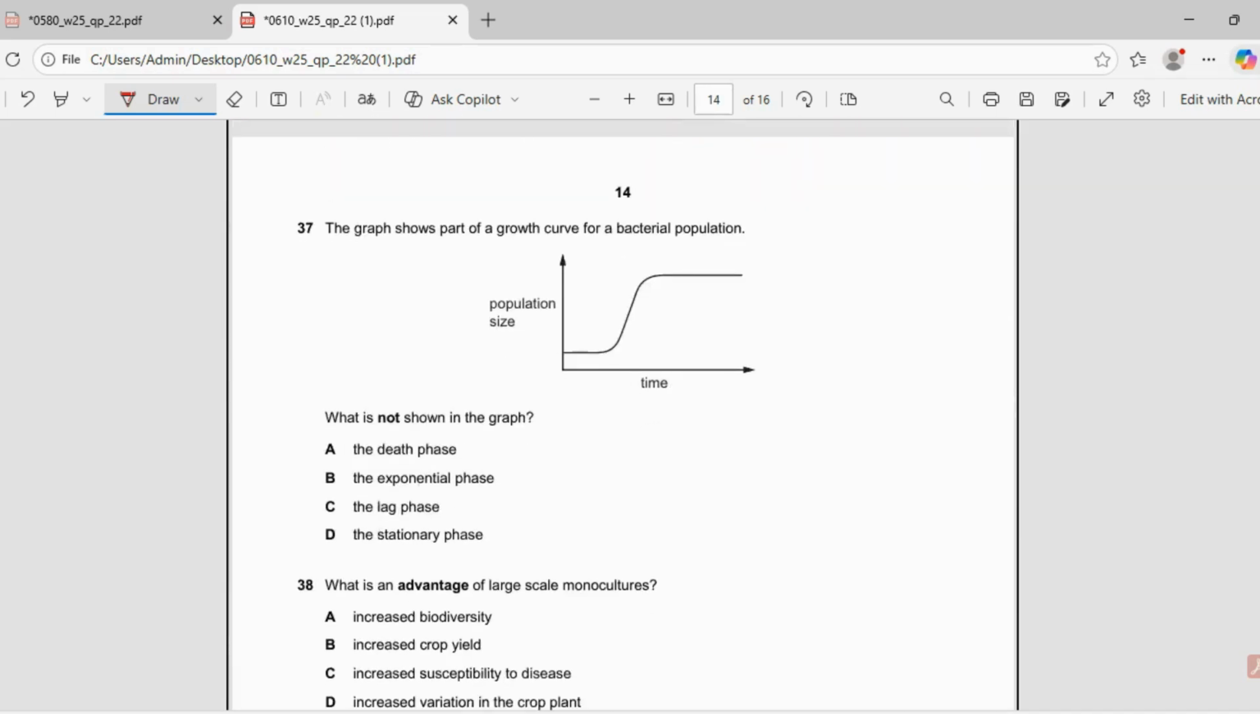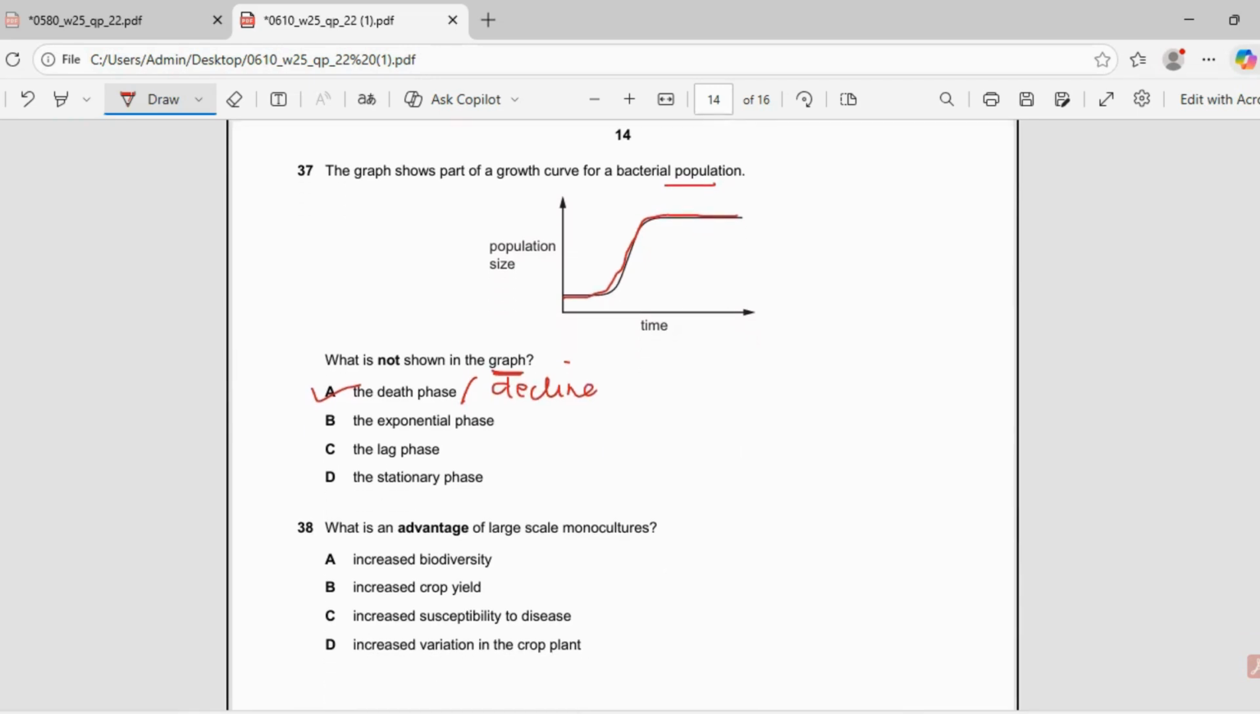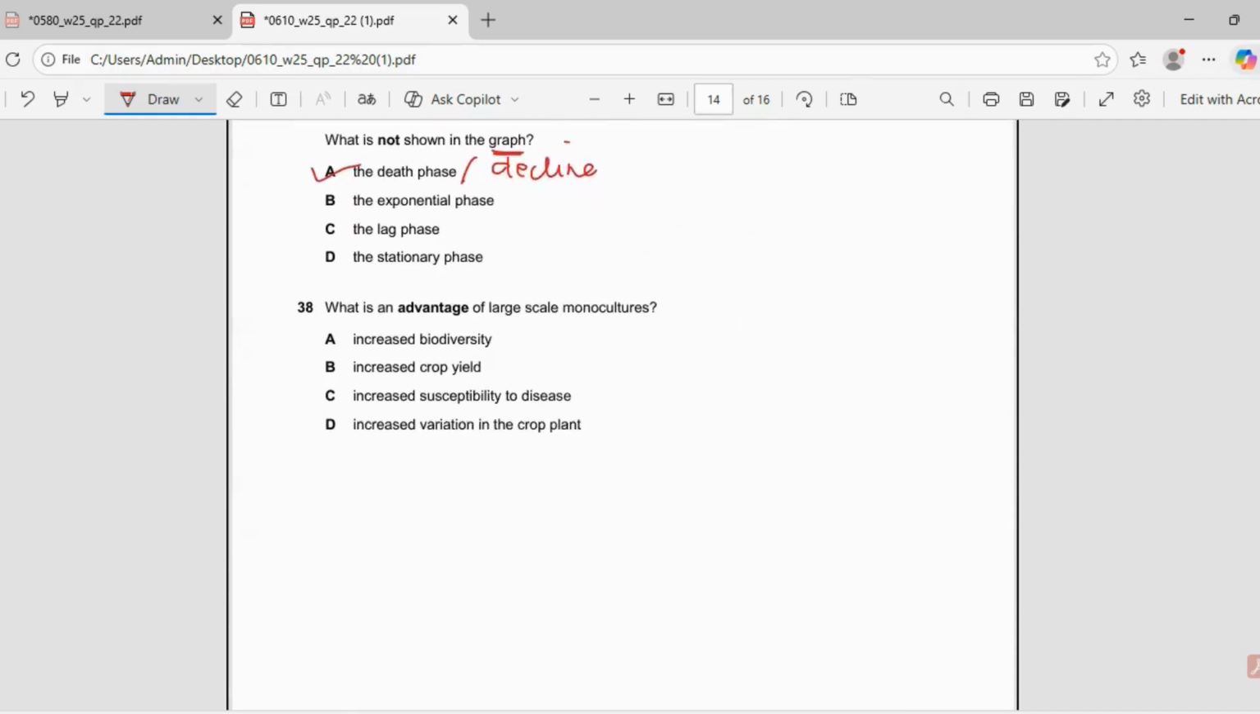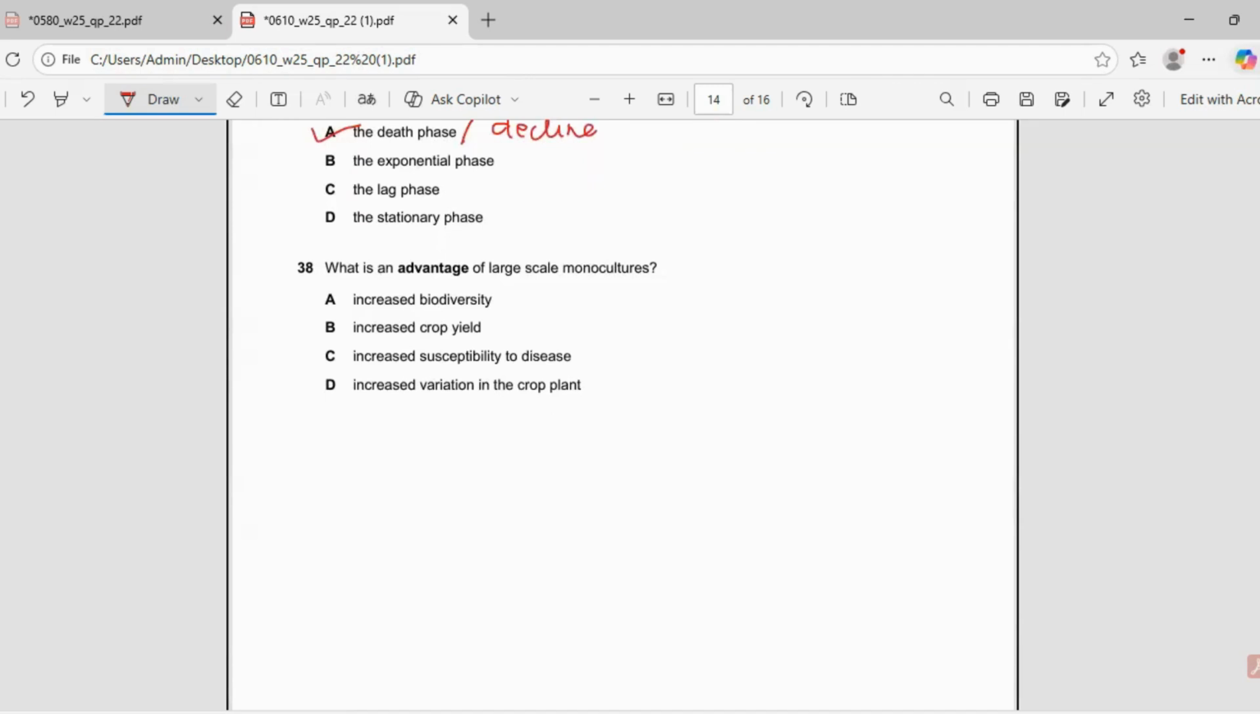Question number 37, the graph shows a part of the growth curve in a bacterial population, and they are asking you which is not in the graph. So you can see a lag phase is given, a log phase is there, a stationary phase is there, and there is no decline. So the answer is there is no decline or death phase. This one was quite direct. So some questions are quite direct, while some are a little confusing. But if you've read your text thoroughly and practiced, I don't think there should be a problem.